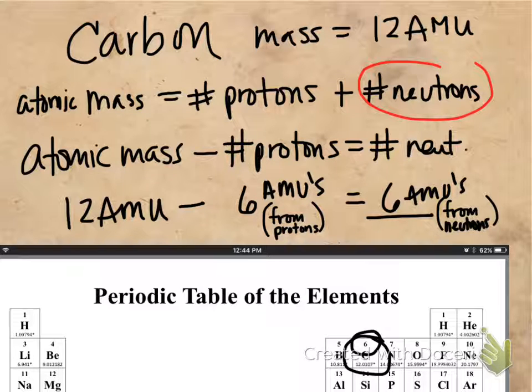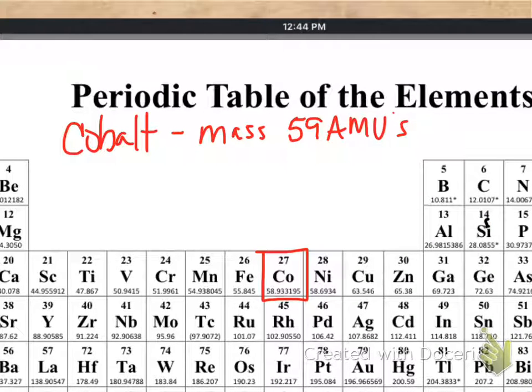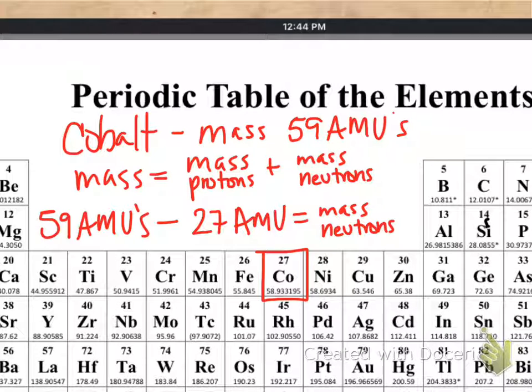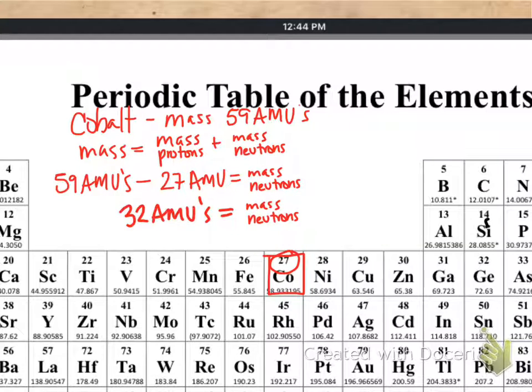Let's do one more, and then you can go off and practice. Let's say we have an atom of cobalt with a mass of 59 AMUs. Well, how would we find the number of neutrons? We know that this cobalt atom has a mass of 59 AMUs, and we know that 27 AMUs of that mass is being contributed by protons. So the remainder of the mass must be from the neutrons in the atom, which means that 32 AMUs of the mass are from the neutrons. Since each neutron weighs 1 AMU, we have 32 neutrons. That was easy.